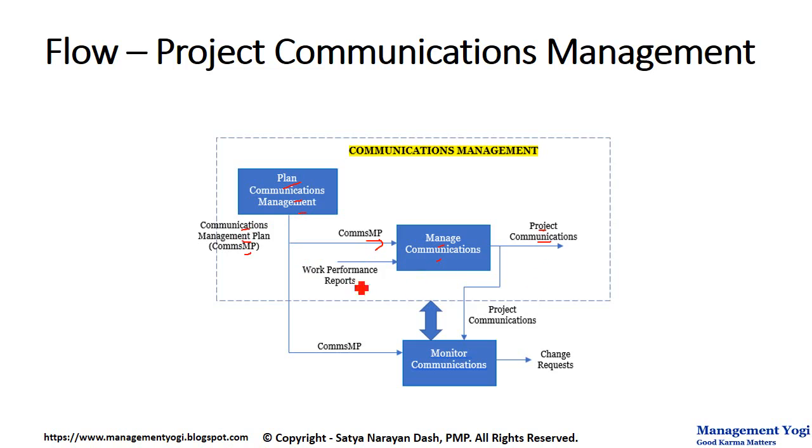Another thing that you note is that I have put also work performance reports. Now work performance report is different and project communications is different. Project communication is coming from manage communications process, whereas work performance report is coming from the process of MCPW, monitor and control project work in integration management knowledge area. Work performance report is about the reports when you do the work, and it can be status report, progress report, etc. Here it is about artifacts of communications.